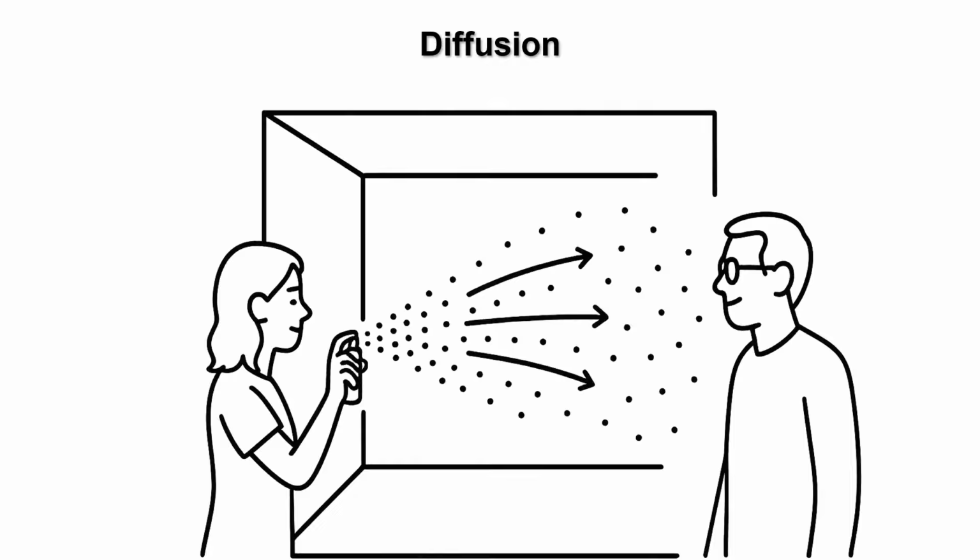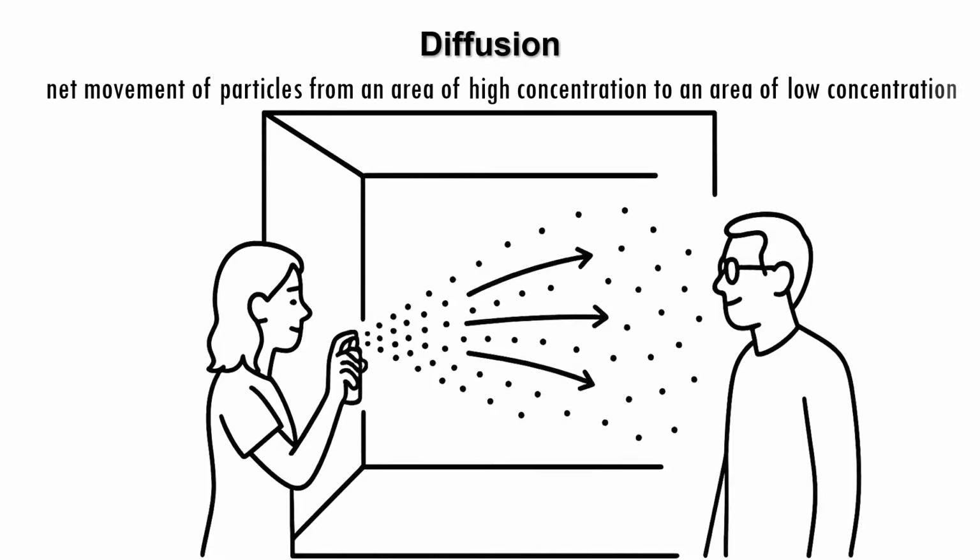So, diffusion is the net movement of particles from an area of high concentration to an area of low concentration down a concentration gradient. Let's take a closer look at how diffusion works in cells.